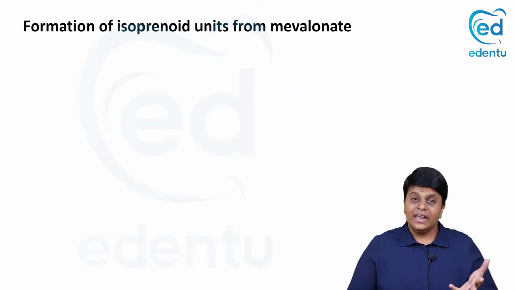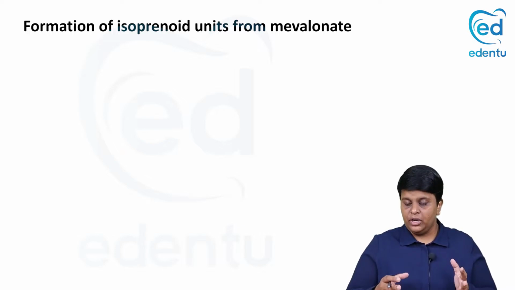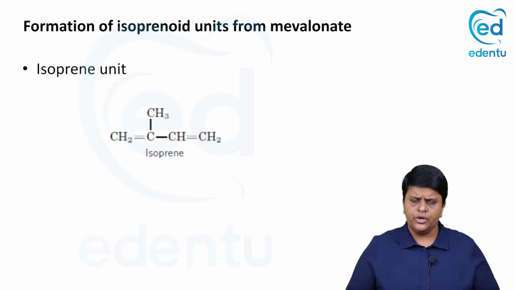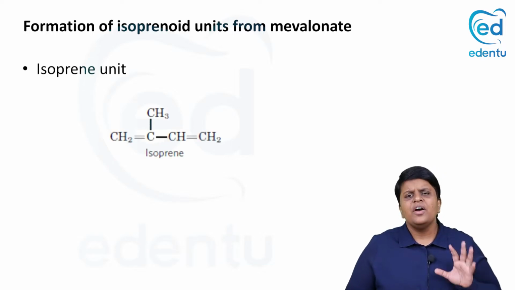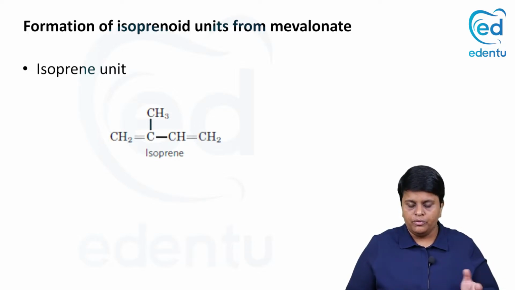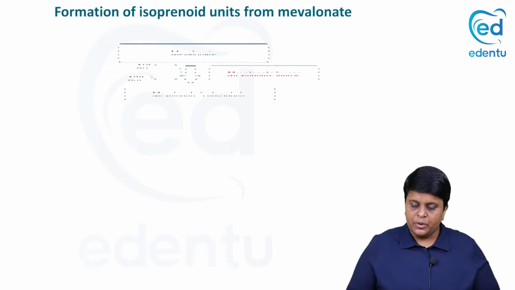Now coming to the next major group, that is after mevalonate synthesis, you are going to form the isoprenoid units. So what are these isoprenoid units? Isoprene units means 5 carbon compounds. Okay, so mevalonate is a 6 carbon compound. You are going to form a 5 carbon compound from that. So what are the various steps in that particular step?